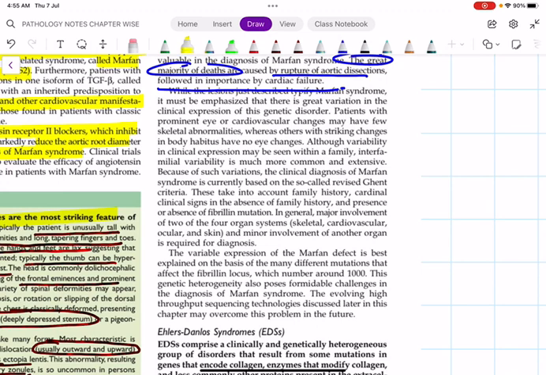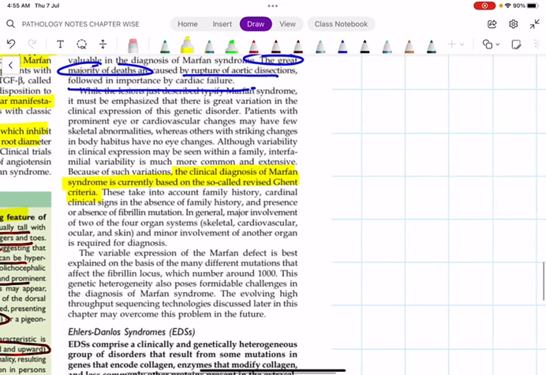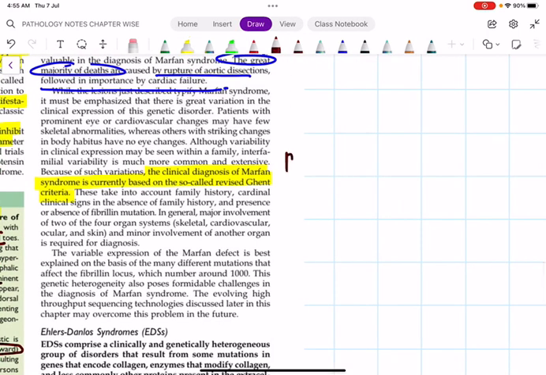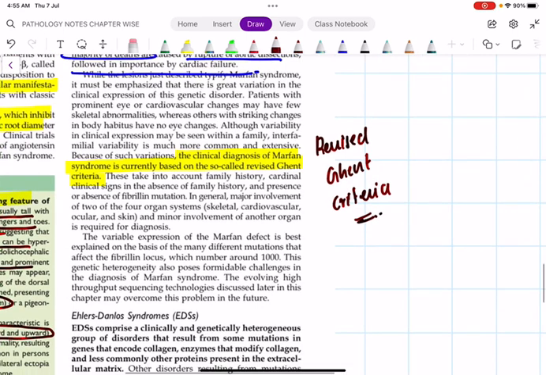Another most important thing, just a one-liner: how will you make the diagnosis? The clinical diagnosis of Marfan syndrome is currently based on what we call the revised Ghent criteria. Just remember, you need not know the criteria in detail. Just remember revised Ghent criteria, and it will take into account the family history, cardinal clinical signs in the absence of family history, or fibrillin mutation. And I have already told you the 4 organ systems mainly involved: skeletal, cardiovascular, ocular, and skin. Out of that, skeletal, cardiovascular, ocular is important.